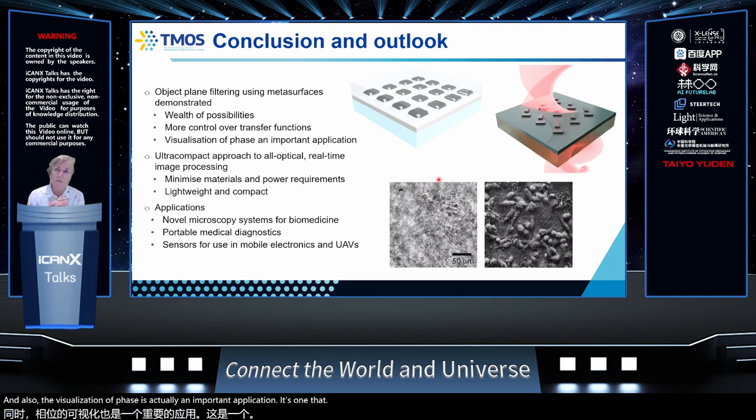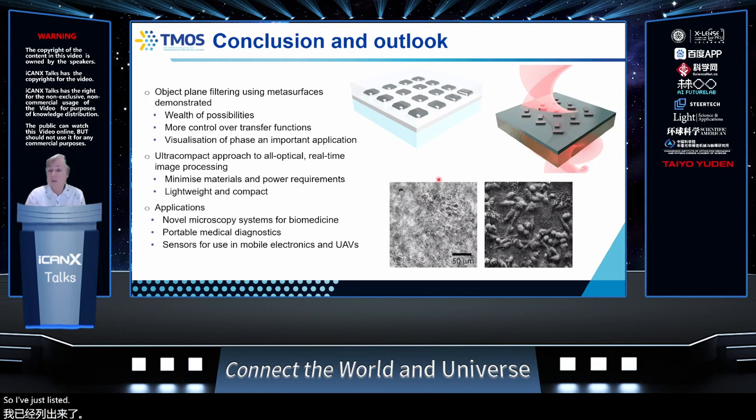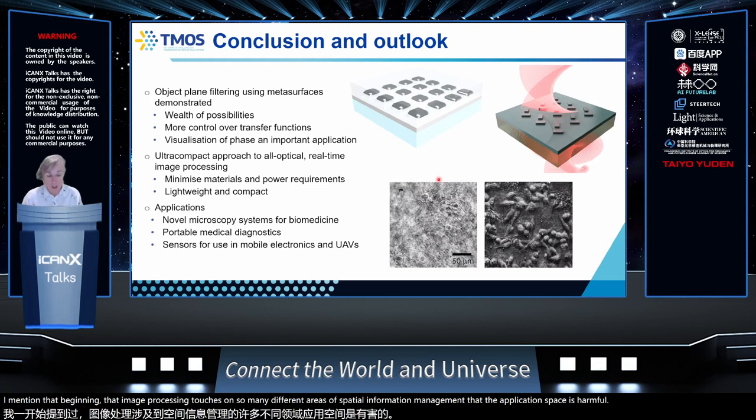It's one that digital approaches struggle with. So what we've got here are ultra-compact approaches to all optical real-time image processing. These devices are potentially very lightweight and compact and could be mass-produced. The net consequence of this is that the amount of materials used in their fabrication is quite small and the power requirements are significantly reduced compared to digital approaches. So I've just listed a few potential applications here, but I mentioned at the beginning that image processing touches on so many different areas of spatial information management that the application space is potentially enormous.